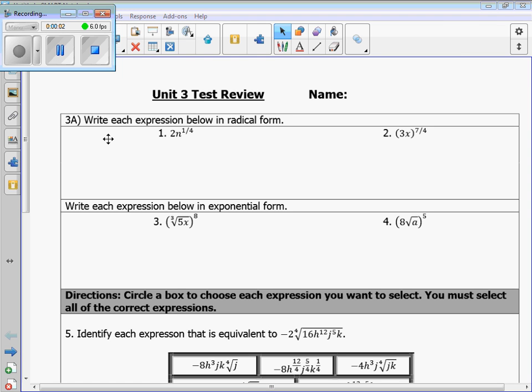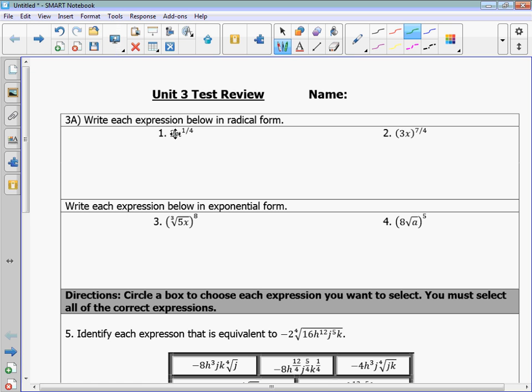Test review. So number one is 2n raised to the 1/4 power. Only n is being raised to the 1/4 power; it's 2 times n. So this could be 2 on the outside, and we're going to convert this to radical form from exponential form. So the exponent is 1/4, the denominator is 4, so it's a radical with index 4. It's n to the first power, which we just leave the 1 off. So it's 2 times the 4th root of n.